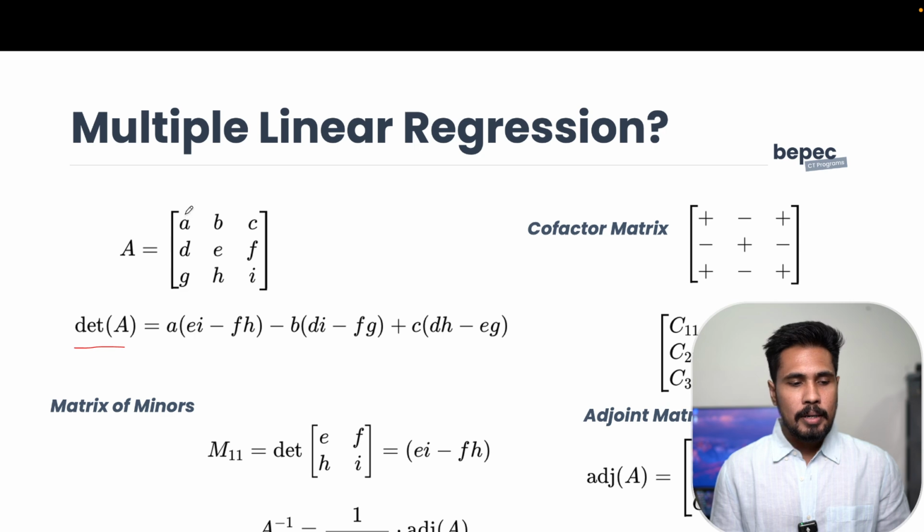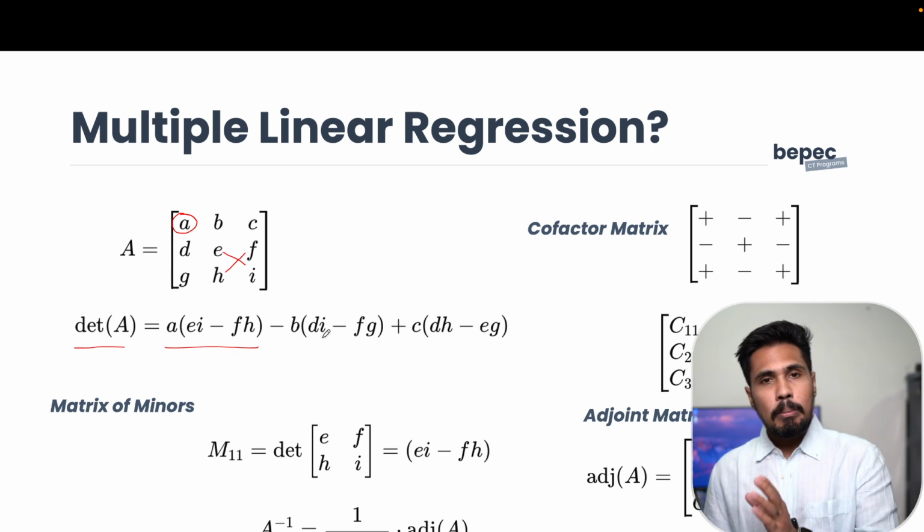So in order to calculate det of A, you take the value of A multiplied by, you multiply E with respect to I minus H with respect to F, so that you are able to get this particular value, and then you go in a sequence of plus, minus, plus.